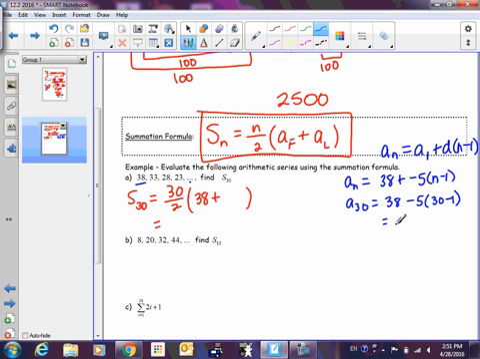You should be getting negative 107. That's the number that's going to go here. That's the last term. So then type all this in your calculator. Once you get a number here, I want you to check it with your neighbor. We're almost done.